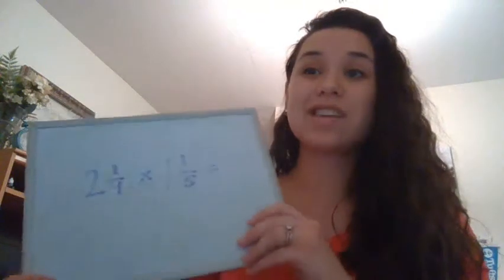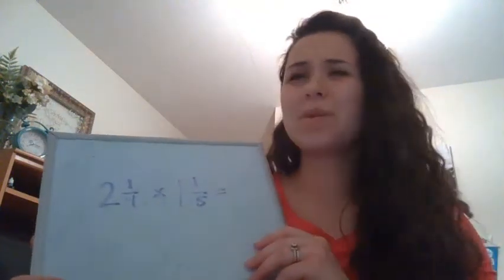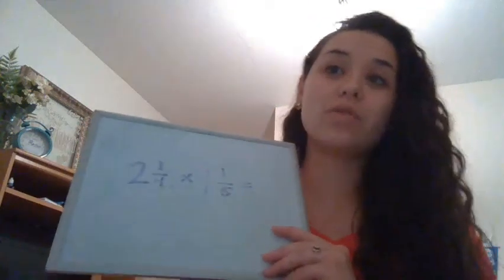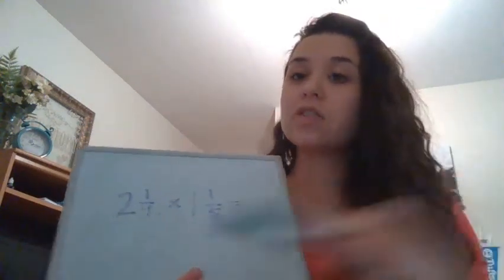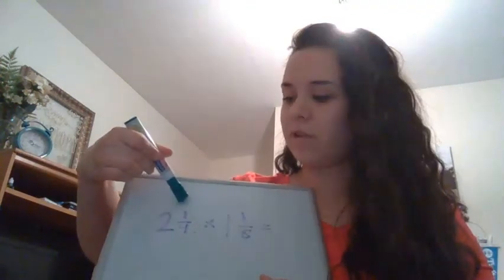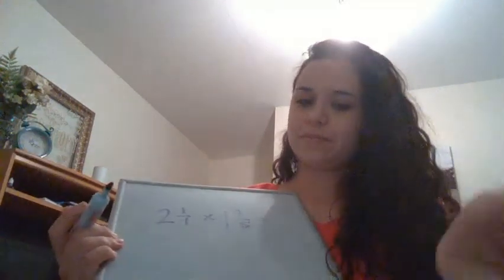Okay, so I see my mixed numbers. I know I'm not going to be able to multiply across because I've got these big whole numbers here. So I've got to make it into improper fractions first. Let's go ahead and start right here. I'm going to solve it and then I'm going to rewrite it down here. So let's go ahead and solve.